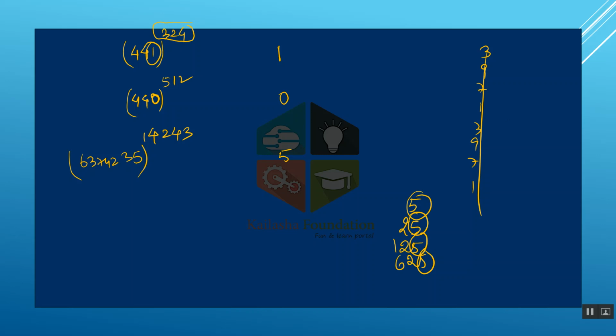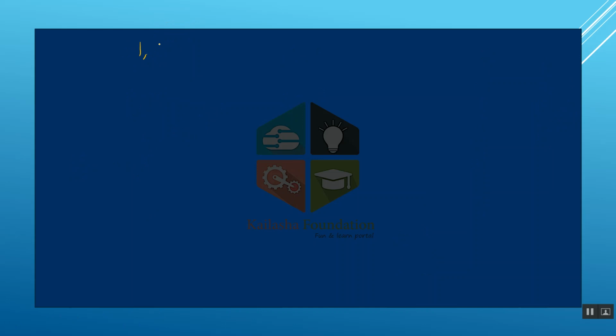So 1 power anything, the unit digit is 1. 0 power anything, unit digit is 0. 5 power anything, unit digit is 5, and 6 power anything, unit digit is 6. Because 6 square is 36, again 6, then 216, again 6, then 1296, 6 again. So 6 is there always in the unit digit place, okay? So 1, 0, 5 and 6 have the same digit as unit digit.